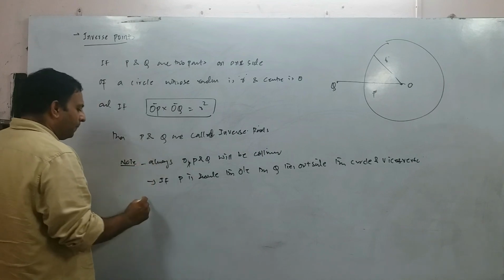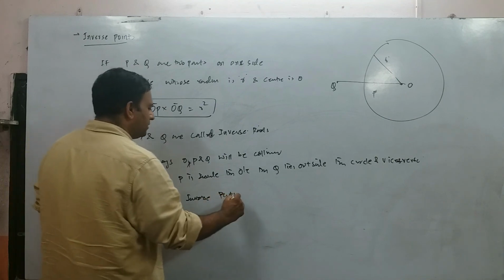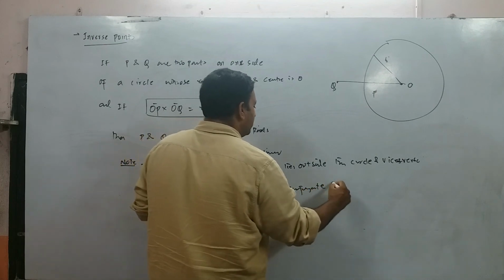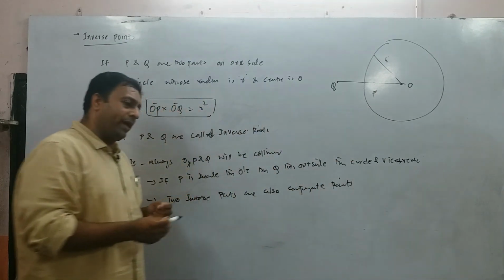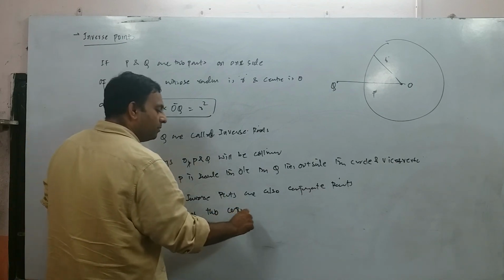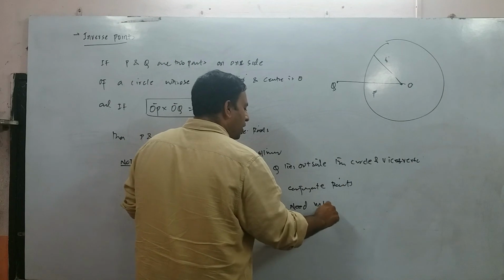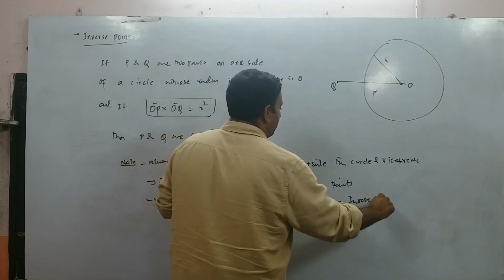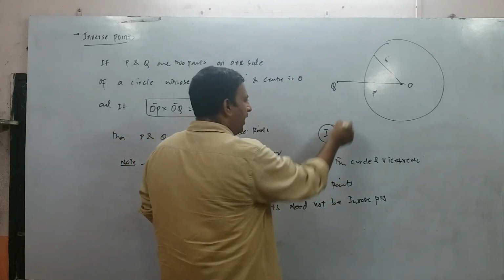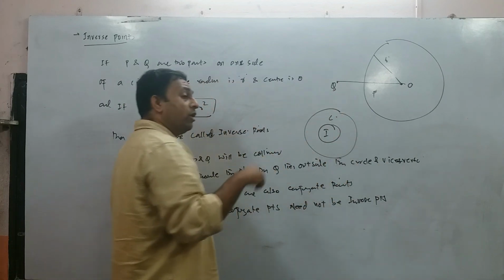Also apart from that, two inverse points are also conjugate points. Two inverse points are also what? Conjugate points. But two conjugate points need not be, means not always, inverse points. Means how do you draw a logical diagram? If I say this is inverse points, then this is a circle of conjugate points. Means every inverse point is a conjugate point, but every conjugate point need not be an inverse point.